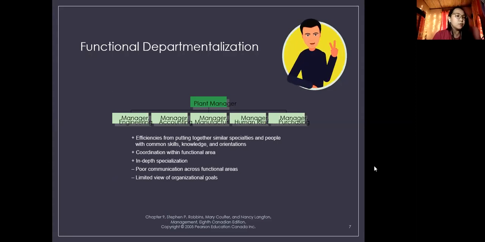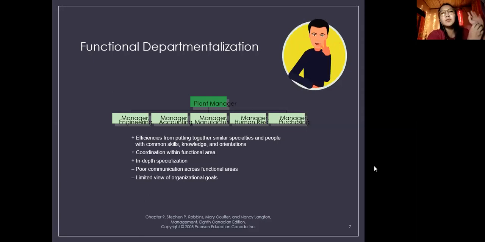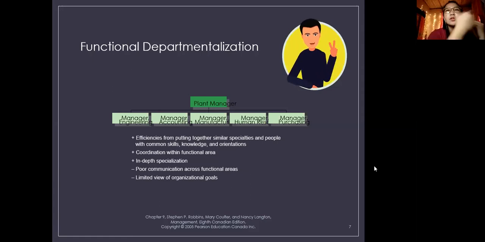It's written here, efficiencies from putting together similar specialties and people with common skills, knowledge, and orientation. Although this has different advantages, sabi dito, ang disadvantage is poor communication across functional areas. So, for example, the marketing department has little communication with the human resource department, or the marketing department is not connected with the finance department. Di ba, these departments work hand in hand. So yun yung kanyang disadvantage.